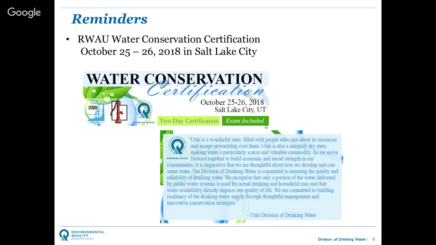Rural Water is presenting their water conservation certification October 25th through 26th. This is extremely important going into the future of water in Utah. Utah is an extremely dry state and it's not getting any wetter. Please look at how you can take this conservation training and better implement conservation practices in your water system. And this is a great opportunity. It's here in Salt Lake, and you can contact more information there through the Rural Water Association website.